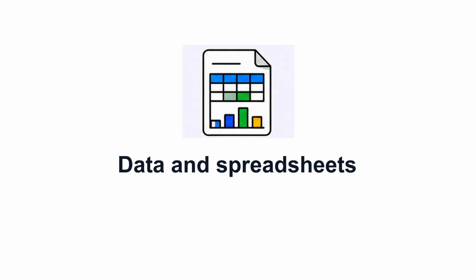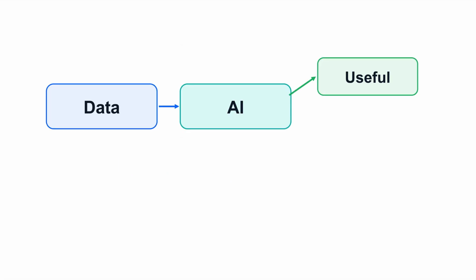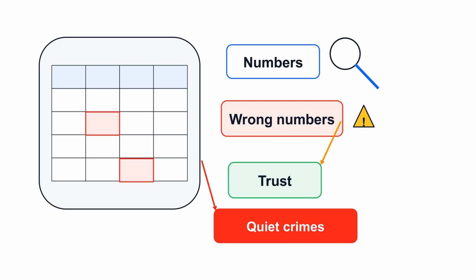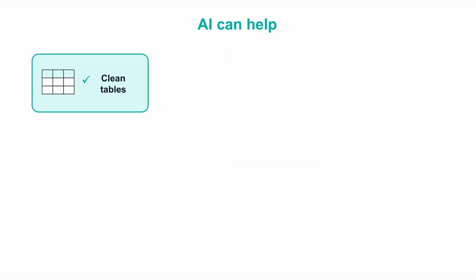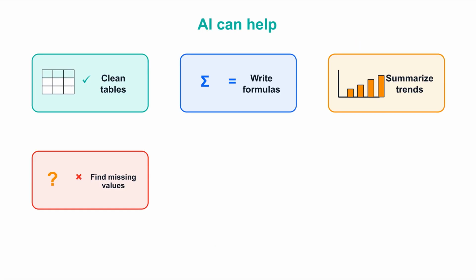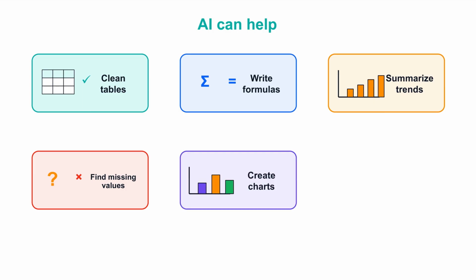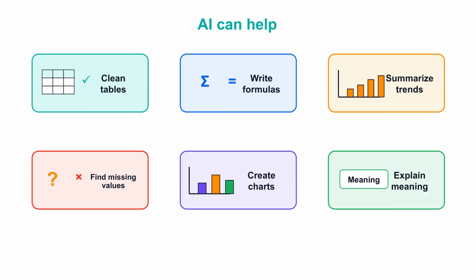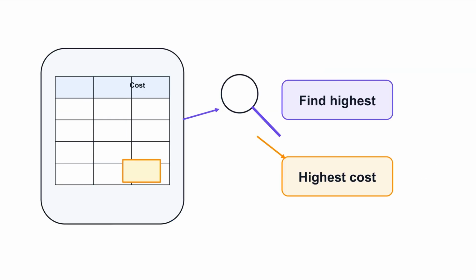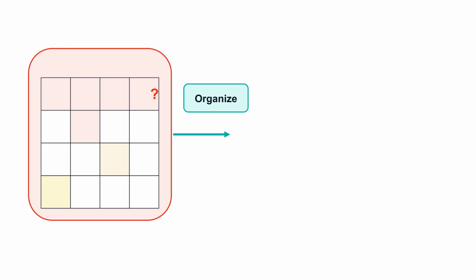Data and spreadsheets. Data is where AI can become very useful, but also very dangerous, because numbers look serious, and when wrong numbers look serious, people trust them. That is how spreadsheets quietly commit crimes. AI can help clean tables, write formulas, summarize trends, find missing values, create charts, and explain what the data means. For example, you can give it sales numbers and ask it to group them by month, or ask it to find the highest cost, or turn a messy table into a clean report.